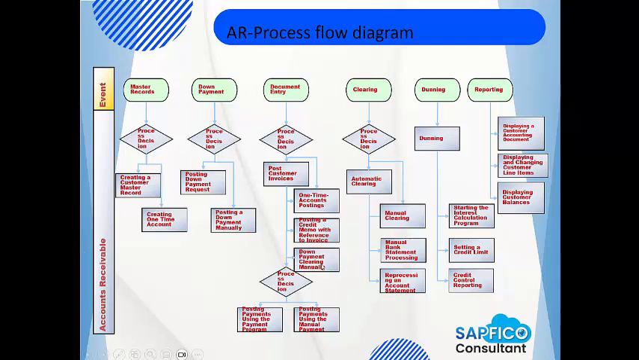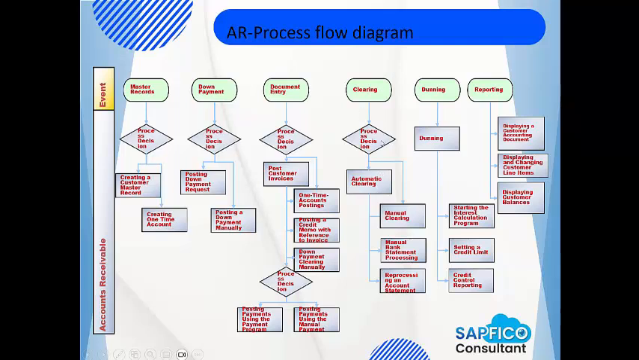After posting the invoice, we can do a down payment clearing in respect of the advance received. So we adjust the advance against the invoice. This is called down payment clearing. And we post the payment using the payment program or using the manual payment method. Whenever the customer pays, we can use the payment program, and we can also use manual payment receipt. We can use the automated clearing functionality.